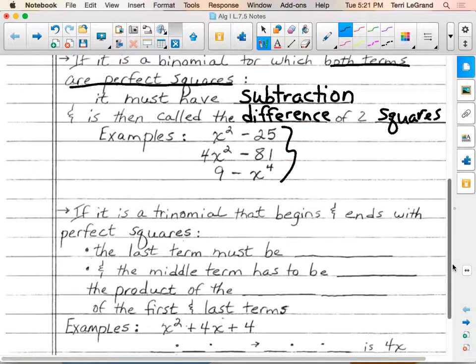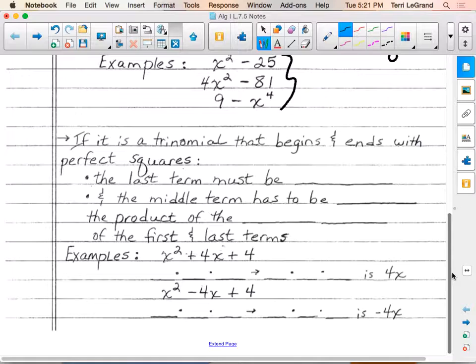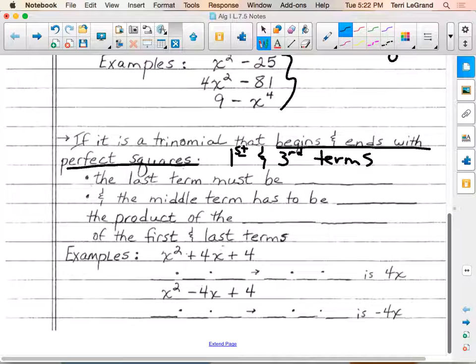And then we have our 9 minus x to the 4th. Both of those are perfect squares with subtraction. So that's what we're going to look for to decide if a binomial is a special product called the difference of two squares. Because there's going to be a way to factor those that I'll teach you on the back side. If it is a trinomial, so now we have a trinomial that begins and ends with perfect squares, so the first and third terms are perfect squares.